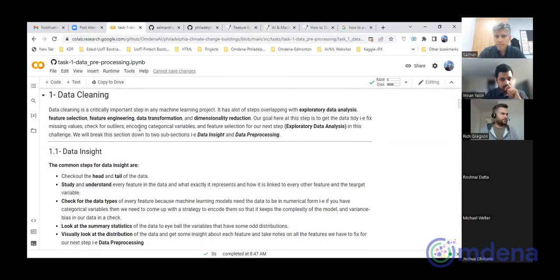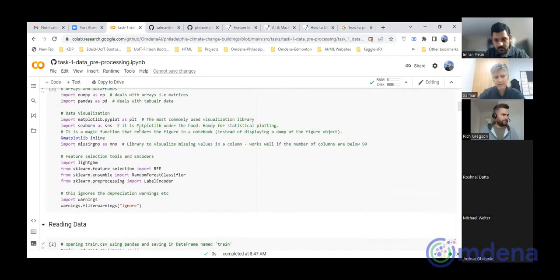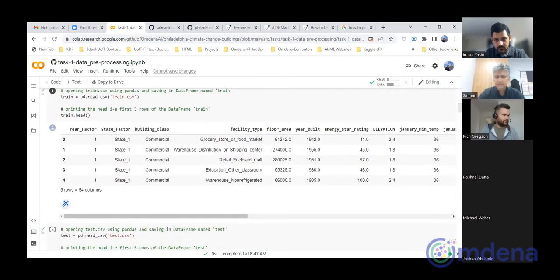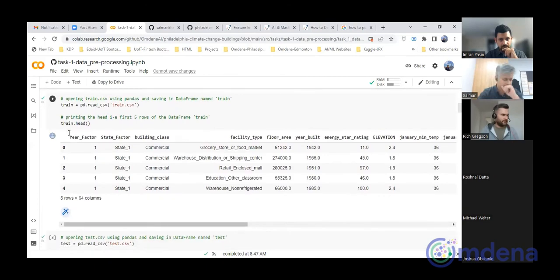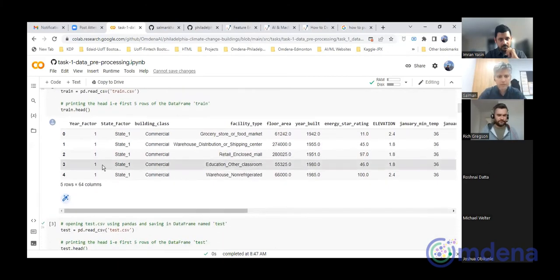For the data pre-processing part, there are some standard steps. We followed those standard steps, and we tried different strategies in those steps. We started simply by taking a look at the head and tail of the data. We opened the data using pandas and took a look at it.